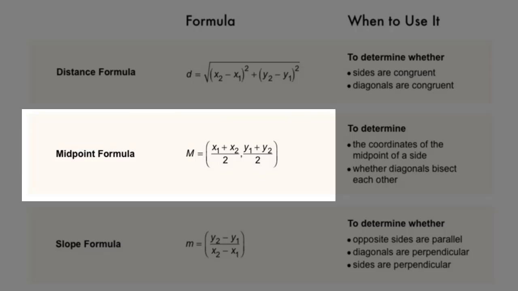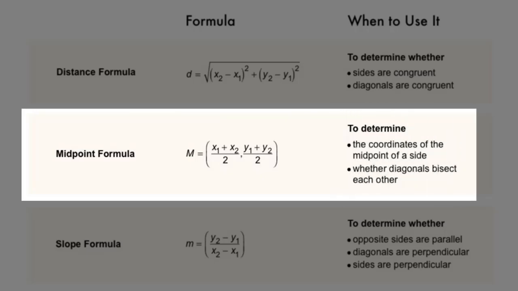Keep in mind, these aren't just any x and y values, they're the endpoints. So x1, y1 will be one endpoint, x2, y2 will be the other endpoint. I'm not sure if I was clear on that earlier. We're going to use this to determine the coordinates of the midpoint of a side, and to determine whether diagonals bisect each other.